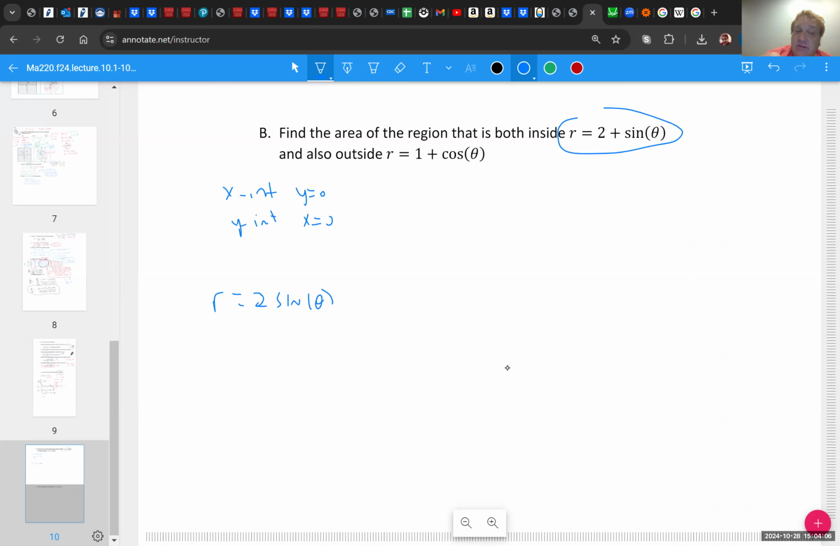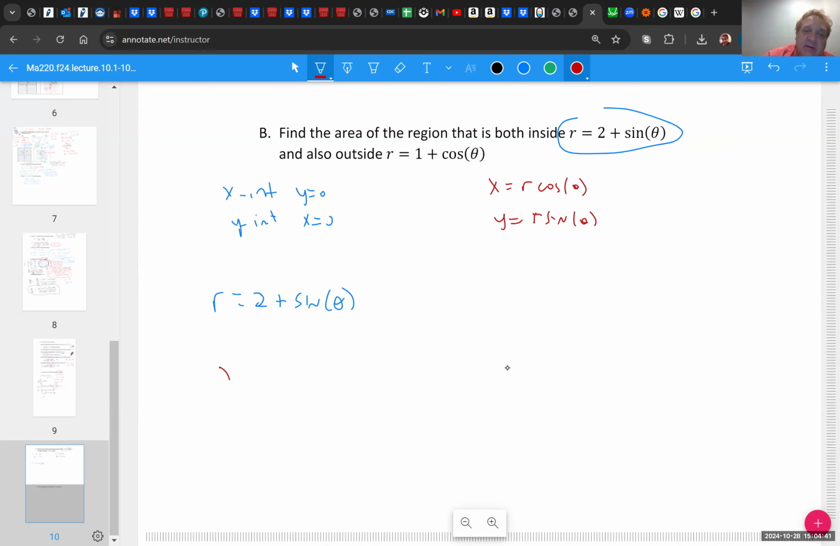So let's go ahead and do, oh no, it's not 2 sine theta, it's 2 plus sine theta. Excuse me, 2 plus sine theta. So let's see what happens if we try to find out when either x is 0 or y is 0, since we're trying to find the two intercepts. All right, so that's my equation. I do know, as always, that x equals r cosine theta and y equals r sine theta. Those are my basic definitions that we use again and again.